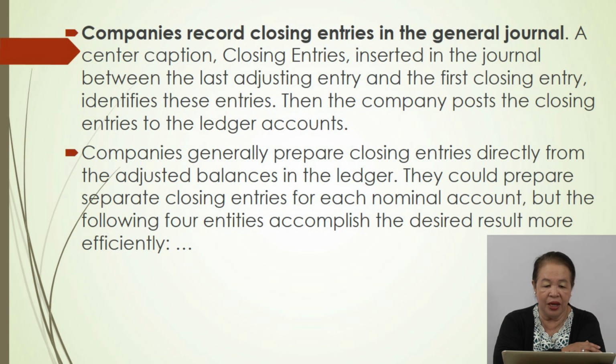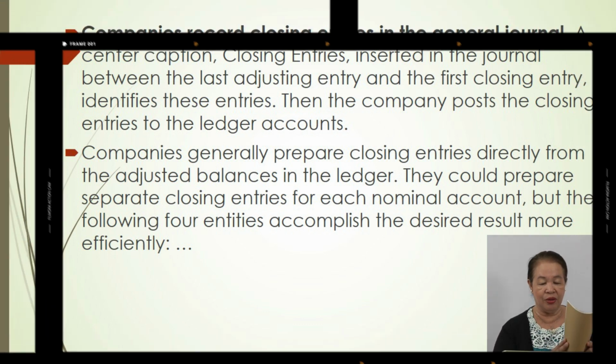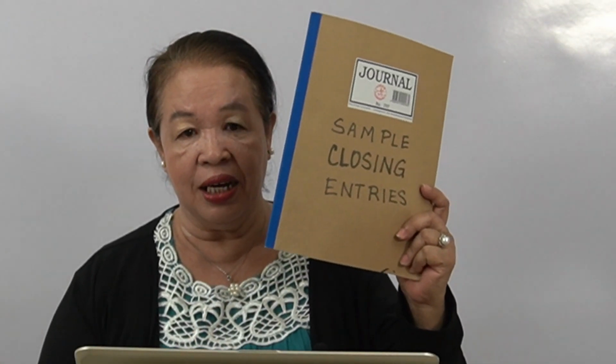Now, umpisa, the companies record the closing entries in the general journal. So, ano yung caption niya doon? Closing entries. And then, inserted in the journal between the last adjusting entry and the first closing entry, identifies these entries. The company posts the closing entries to the ledger account. So, ito yung sample natin na journal na closing entries.